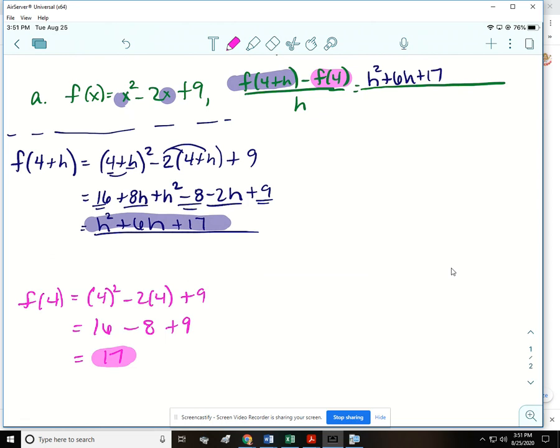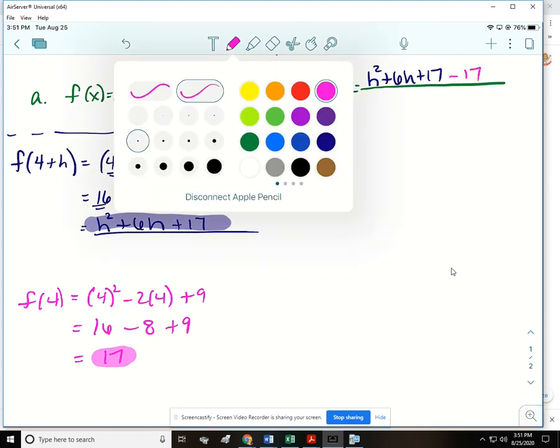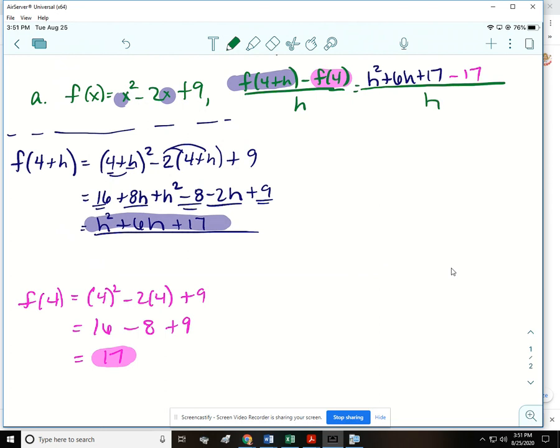So I'll come back up in my fraction, and where I have f of 4, I'm going to replace that with 17. So it's minus 17. All right, and then we still have that divided by h on the bottom. Okay, so from here, we're just reducing this fraction. I know that 17 minus 17 is 0. It cancels out. So we have h squared plus 6h over h.